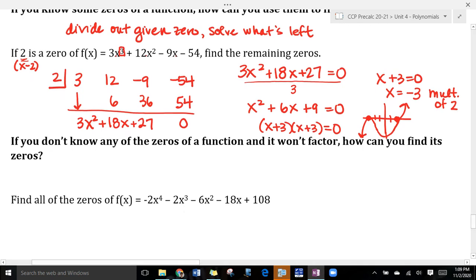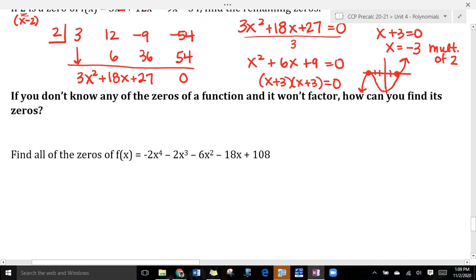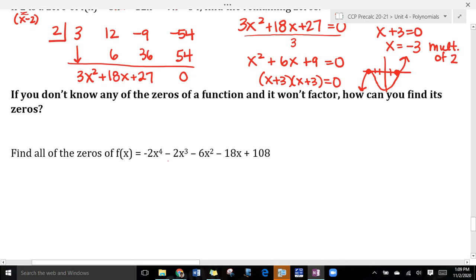But what if you don't? Looking ahead to this next problem, I want you to find all the zeros of this big old function, and I haven't given you any to start with. So what do we know about this function? We know it's a fourth degree. We know it has a negative leading coefficient. So it's probably some sort of parabola type thing, but it's heading down. And it could cross the x-axis 4 times, unless we have some imaginary zeros. But where do we even start?